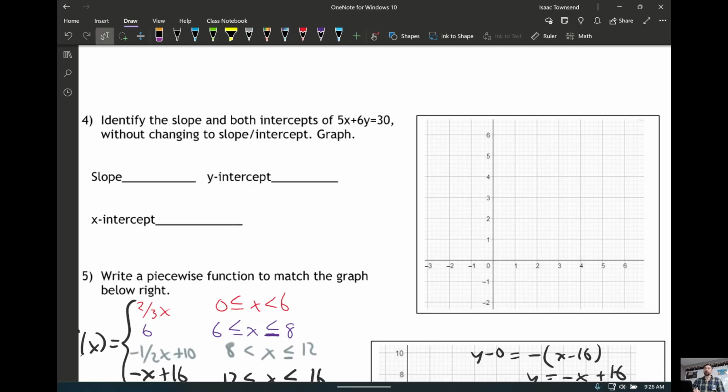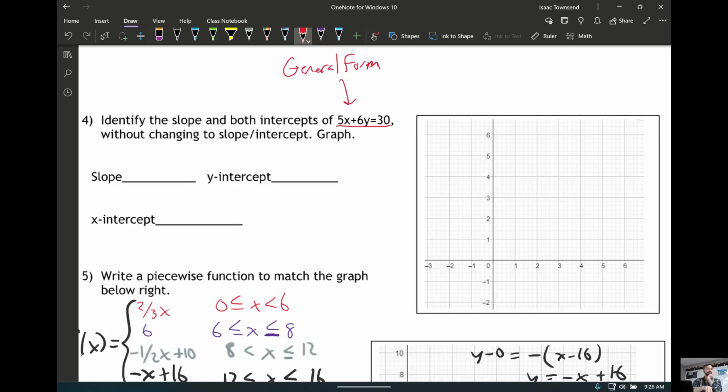Okay. Number 4, identify the slope and both intercepts of 5x plus 6y equals 30 without changing to slope-intercept. Now, of course, on your test, you could still change it to slope-intercept. There's nothing wrong with that. But this is what most people call general form, the one I said you don't have to know for your test.